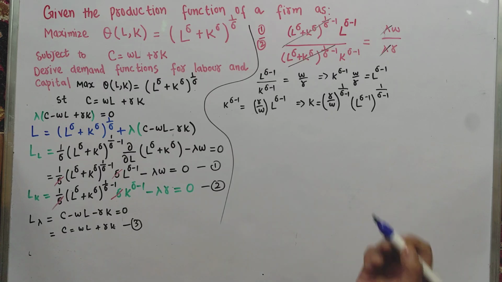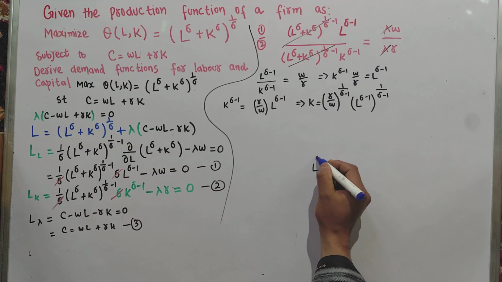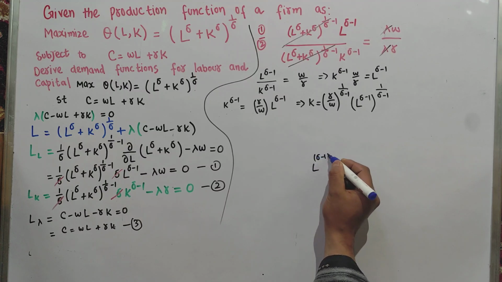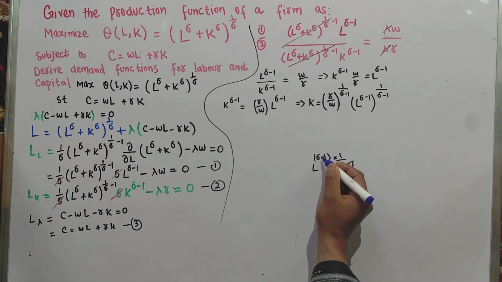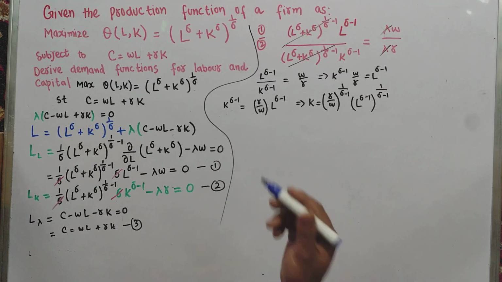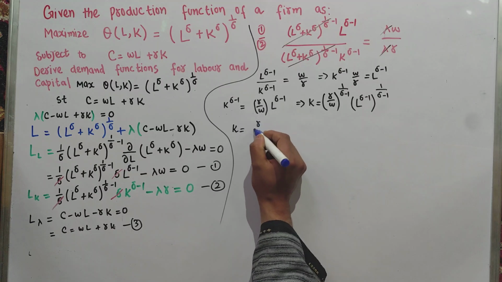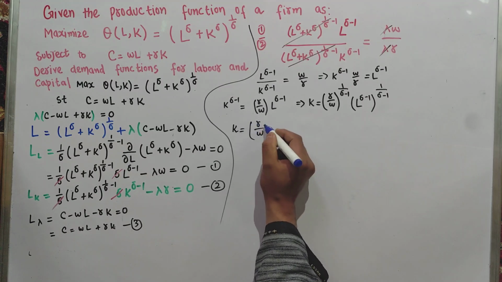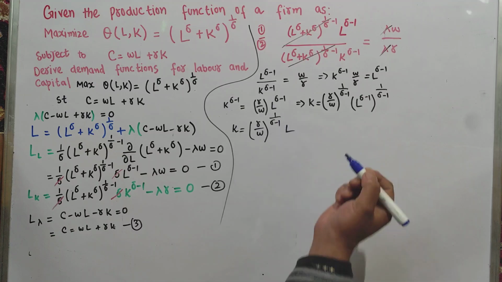Further solving, you can see it is L raised power delta minus 1 times 1 divided by delta minus 1. So these two terms get cancelled, and we are only left with L here. Let me rub this out, which implies K will be equal to R divided by W raised power 1 upon delta minus 1 times L.